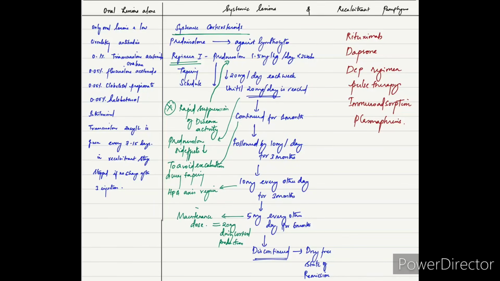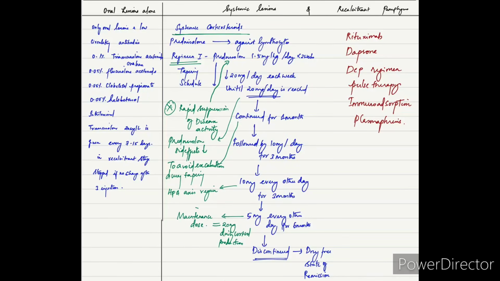Steroids are started at 1 to 2 mg per kg per day for 2 weeks, then tapered gradually to avoid the side effects of the steroids. For example, consider an average adult of 70 kg prescribed 1 mg per kg per day of steroid, that is 70 mg per day for 2 weeks. Then after 2 weeks, it is reduced by 20 mg per day each week until 20 mg is reached.